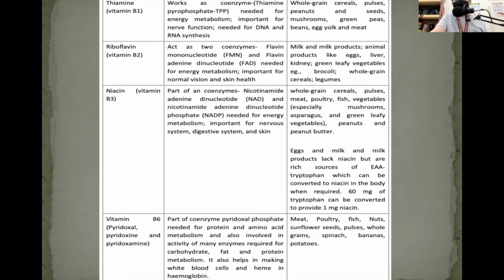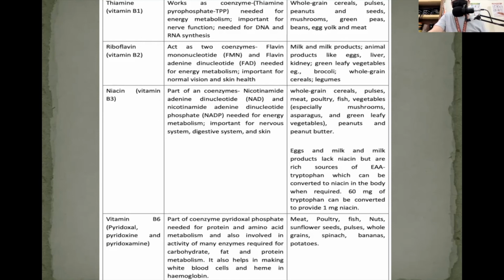Vitamin B2, or riboflavin, also acts as a coenzyme, flavin mononucleotide and flavin adenine dinucleotide, needed for energy metabolism. This is important for normal vision and skin health. Sources of food are milk or milk products, egg, liver, and kidney. B3 is niacin. Niacin is important for the nervous system, digestive system, and skin development. Mostly the sources are the same: whole grain, cereal, pulses, and milk products.